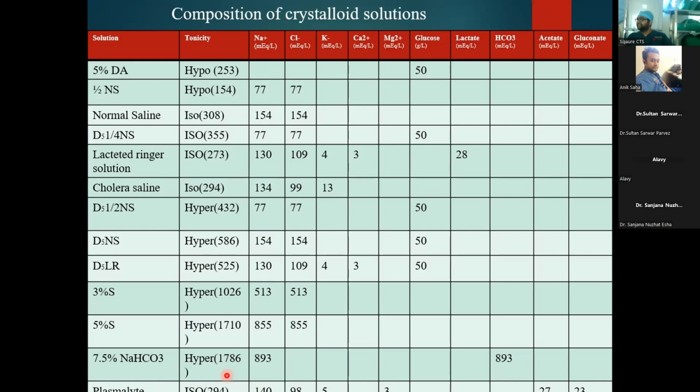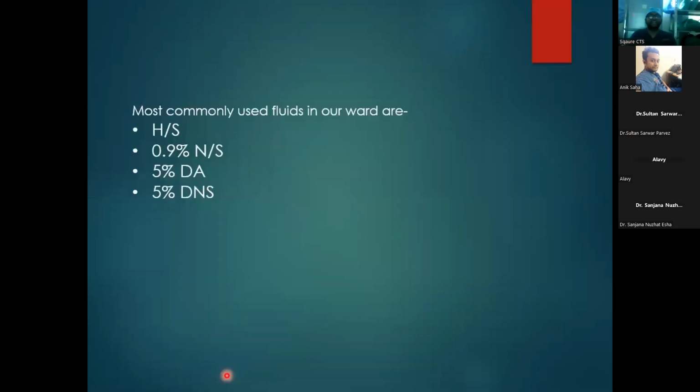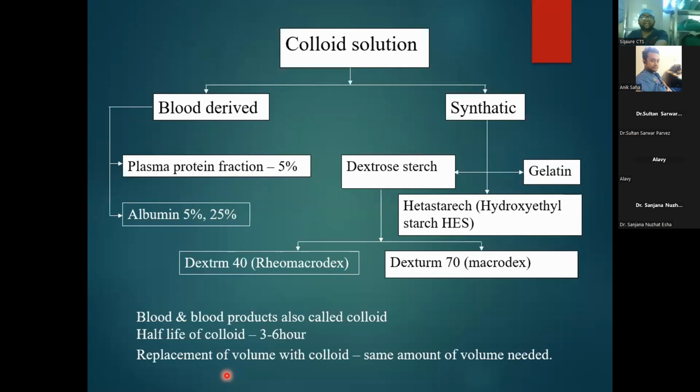After cardiac arrest, before 2000, there was a guideline to use more sodium bicarb, but now this use is totally stopped. Thank you. Then the most commonly used fluids we discussed earlier: Hartmann's salt, 0.9% normal saline, this is called balanced salt solution, 5% dextrose and TS. And some colloids we use in our cardiac OT or ICU, blood derived and synthetic. Blood derived are plasma protein fraction and albumin, and then synthetic components.